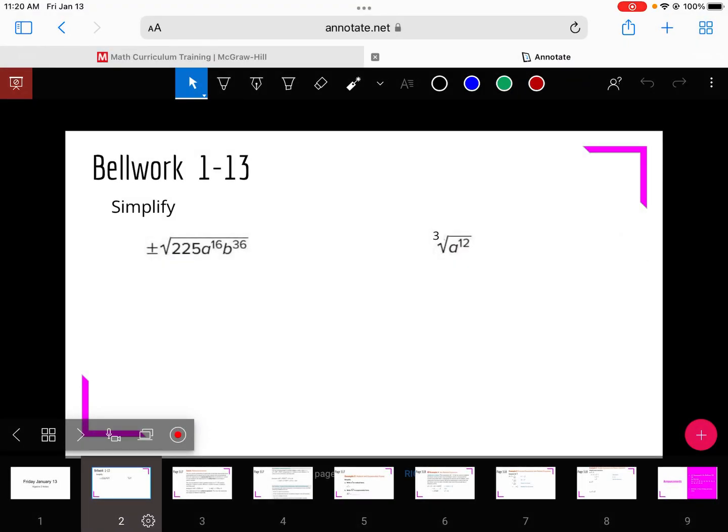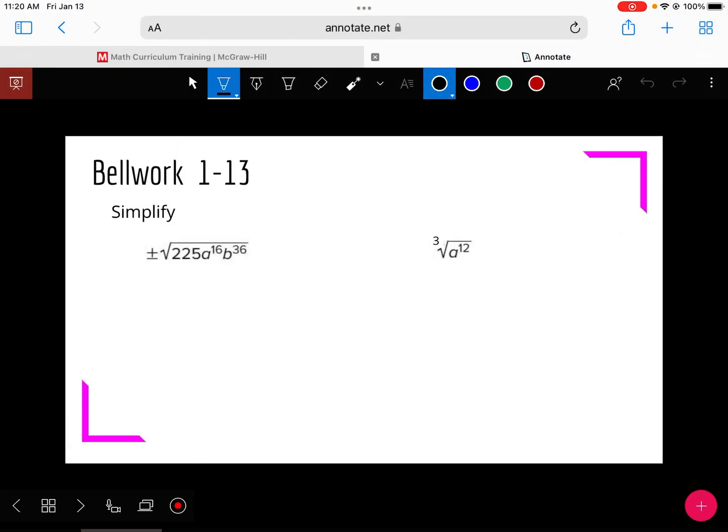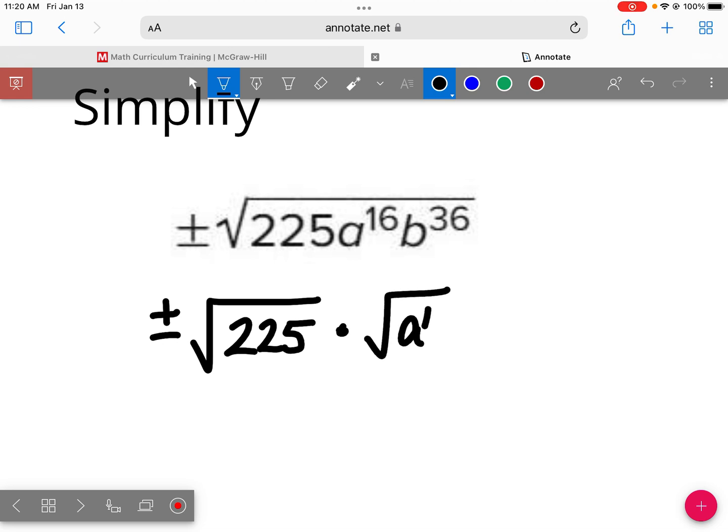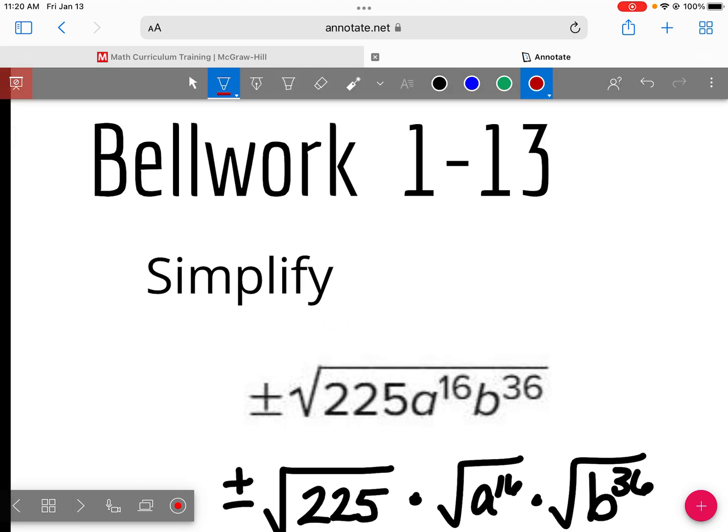So looking at the first one, we're going to do plus or minus square root of 225 times the square root of a to the 16th times the square root of b to the 36th. What is my index here? 2. Index is 2. We look right here. Don't see a little number, and so we know our index is 2.